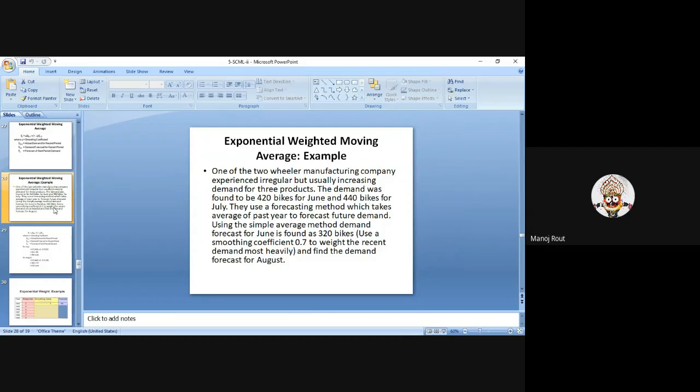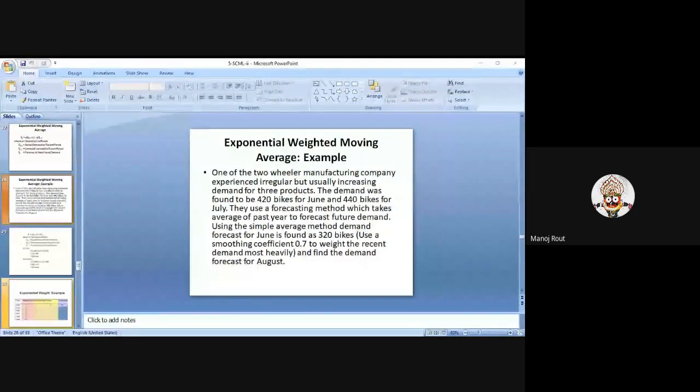Using simple moving average method, the demand forecast for June is found as 320 bikes. By using the smoothing constant or coefficient, that is 0.7, to weight the recent demand most heavily, find the demand forecast for the month of August. Calculate that one by using the previous formula.